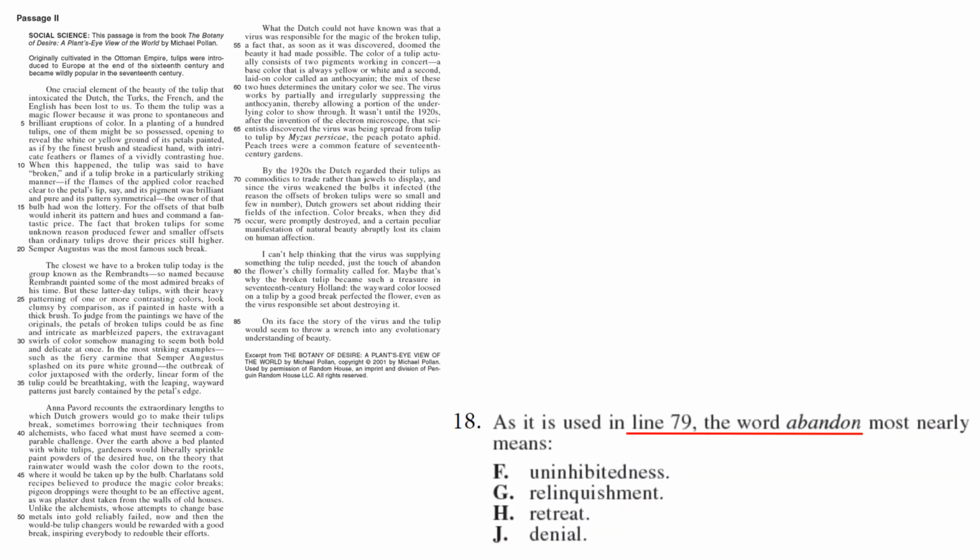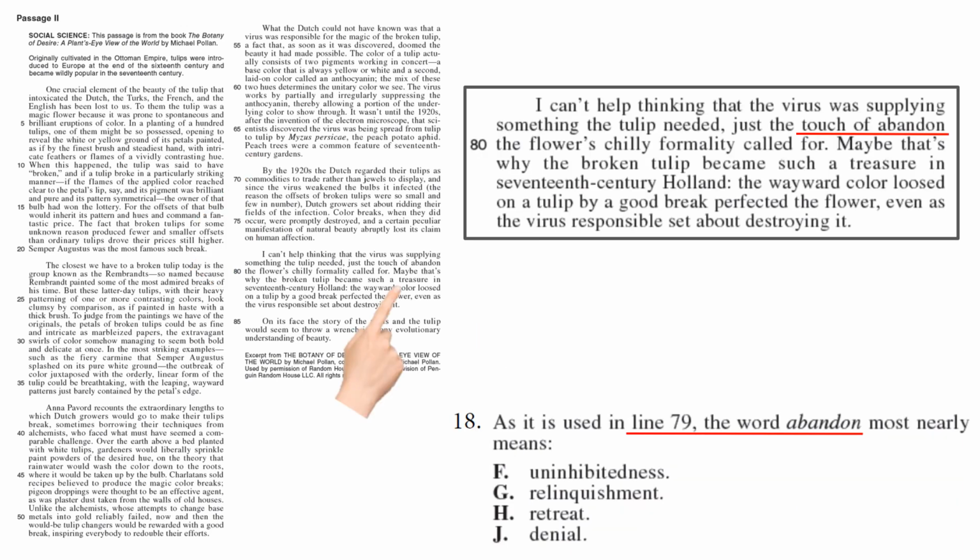As it is used in line 79, the word abandon most nearly means what? So it says, I can't help thinking that the virus was supplying something the tulip needed, just the touch of abandon the flower's chilly formality called for. So the brokenness, the virus, gave it a little bit of something that's not formal. So uninhibited, probably. Relinquishment means to give up something. Retreat means to move back, to go away. And denial means to say it's not true, right? So uninhibitedness is what it is. It's the opposite of formality, right? So F.